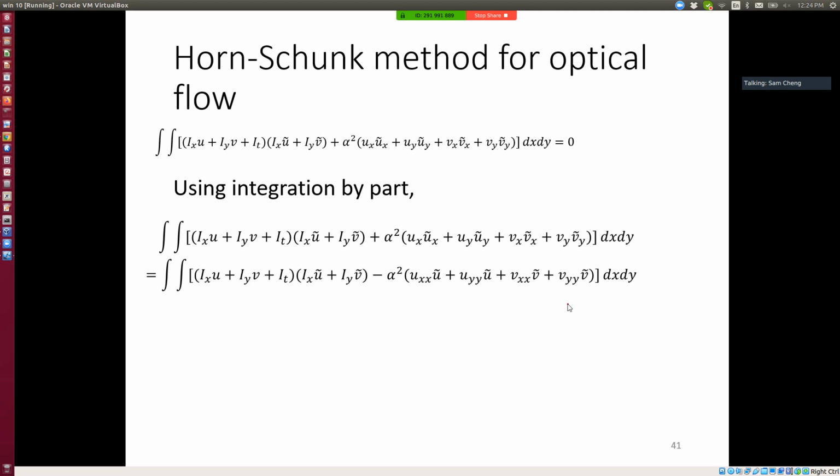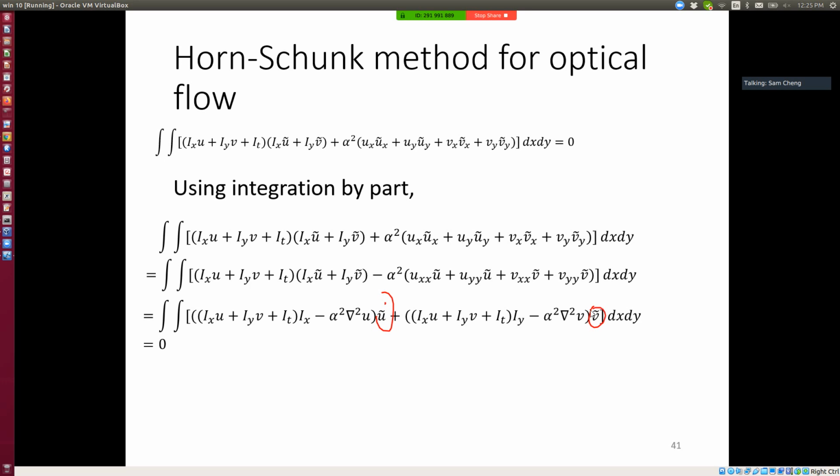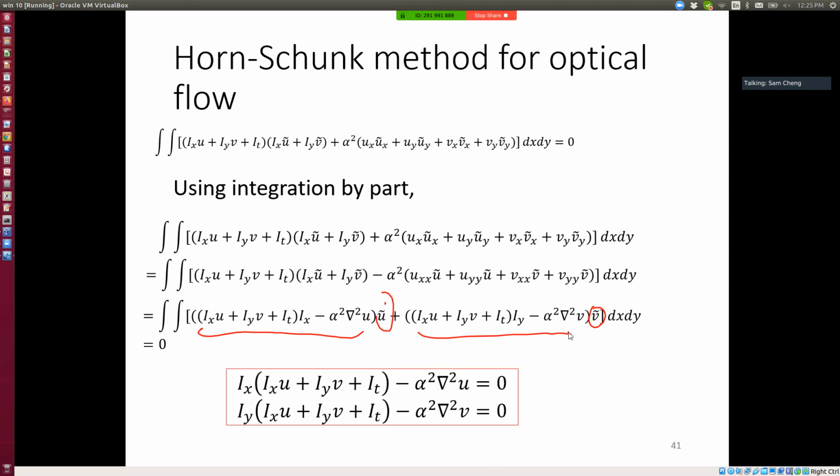this instead. So now you see I only have u tilde and v tilde. Then I can group them together. It's actually I got this. Eventually, remember that I'm moving in any direction for u tilde and v tilde, and therefore, since this is arbitrary, for this integral to be equal to 0, I have to have these two terms equal to 0. So therefore I have this. That's essentially the Euler-Lagrange equation.